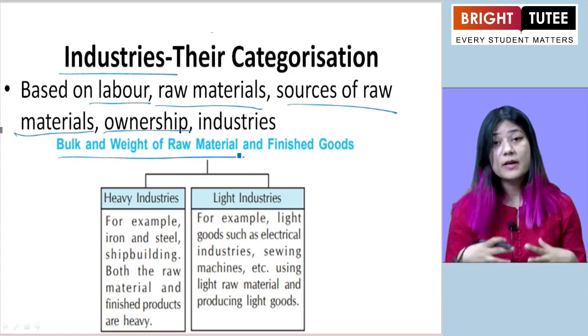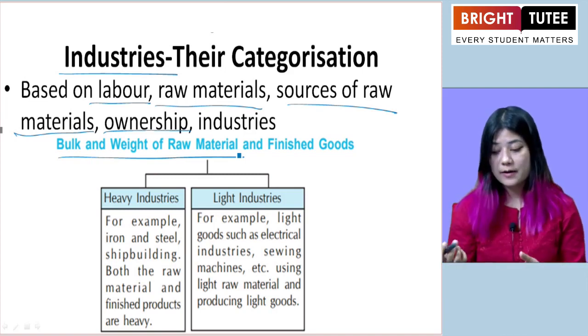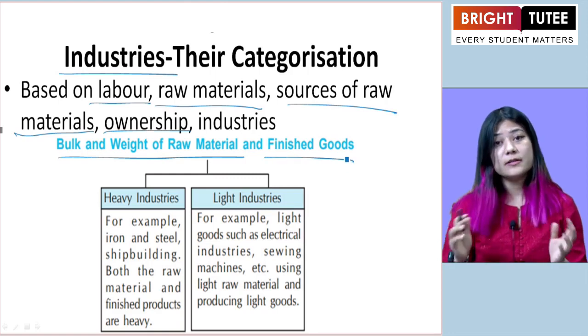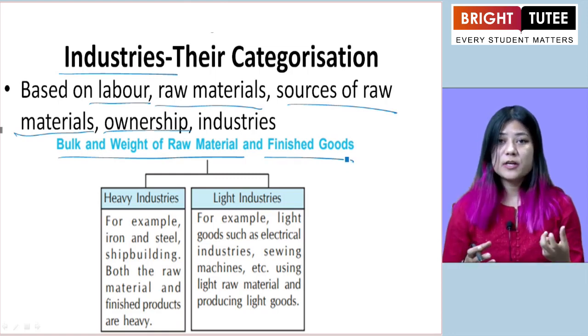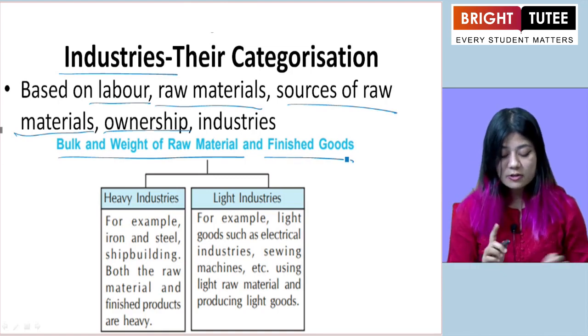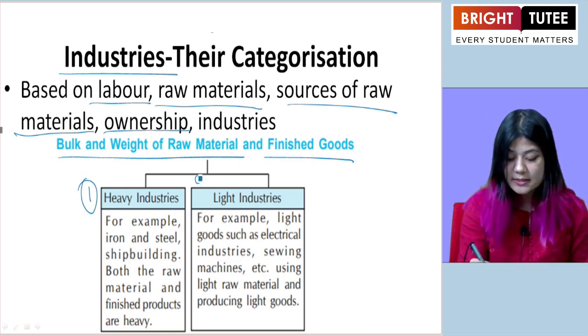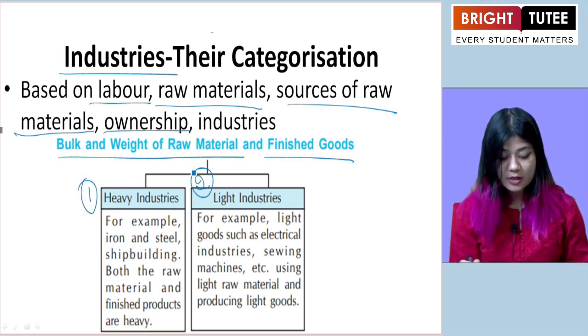So based on how heavy or how light the raw materials used are, and how heavy or light the finished goods are, the industries can be divided into two. The first one is heavy industries. The second one is called light industries.